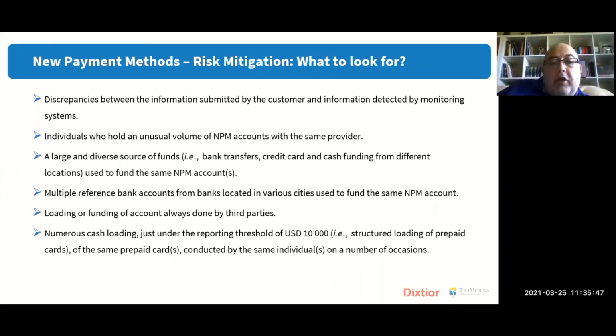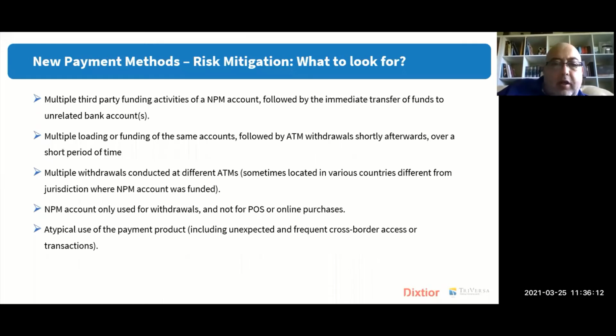Loading or funding our accounts has always been done by third parties. So people are sending money to me, and it's not myself feeding my wallet, for example. Numerous cash loadings just under the reporting threshold of $10,000, or structured loading of prepaid cards. All these should be possible to manage inside the system that you put in place, and it should give you alerts on this.